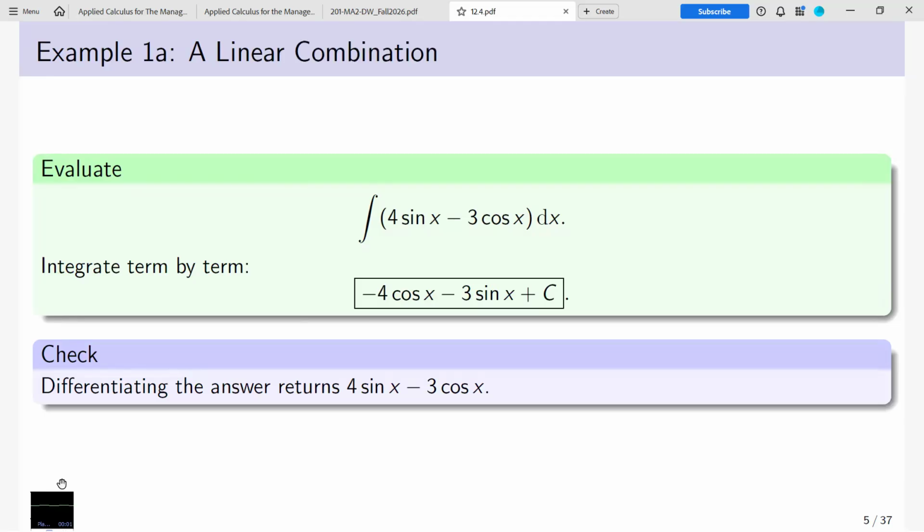Try the integral before revealing the answer. Linearity lets you integrate each term separately. The negative sign on the cosine term comes from integrating sine, while the coefficient -3 stays attached to the cosine integral.